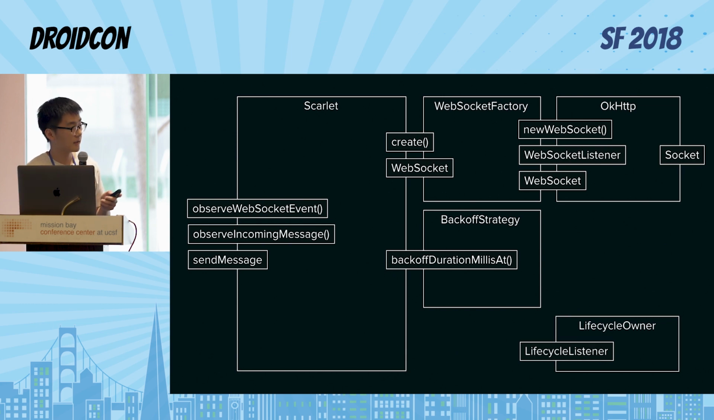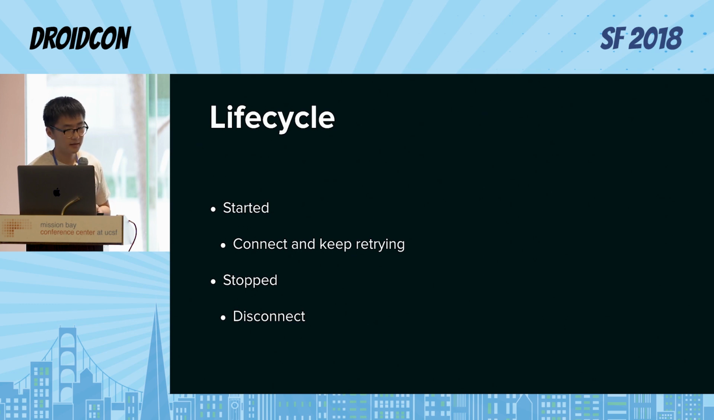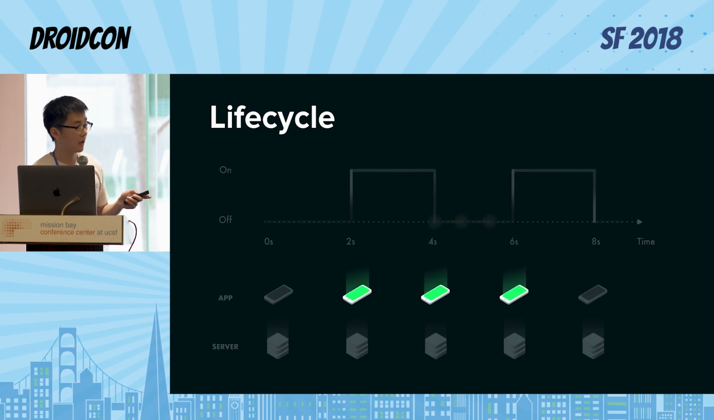Next, in order to close the connection and stop retrying when the app is in background, Scarlet listens to the lifecycle owner, and this is also done using dependency inversion, so that Scarlet can be a pure Kotlin library, and it does not have to depend on Android. A lifecycle in Scarlet has two states. It has the same name as the one in Android architecture components, but they are different. Lifecycle tells Scarlet when to connect and keep retrying. When the lifecycle is on and the connection failed, Scarlet will keep retrying.